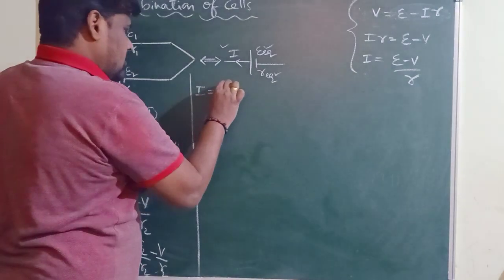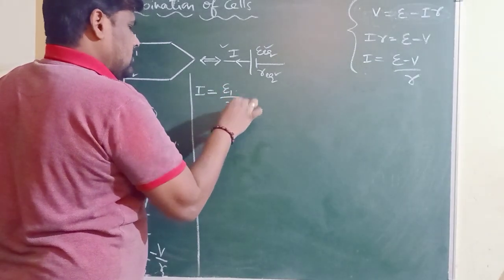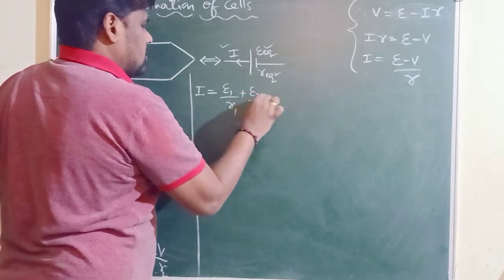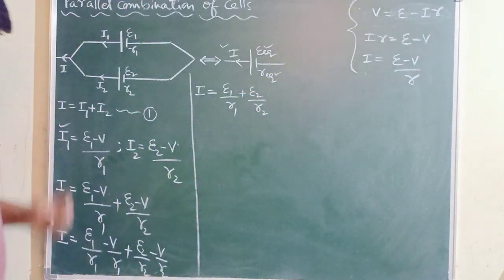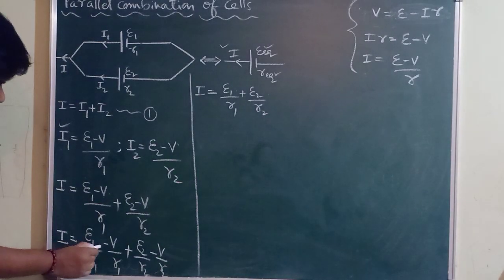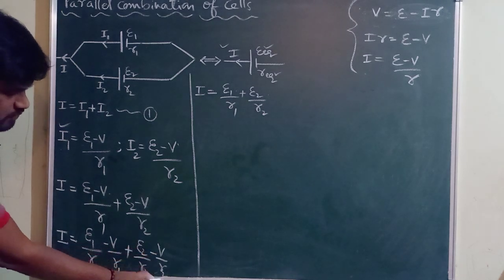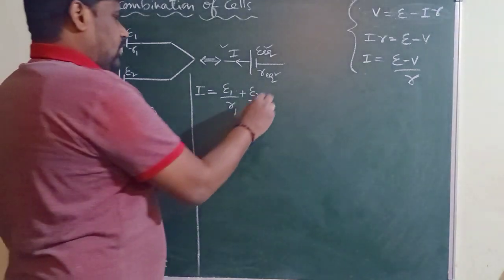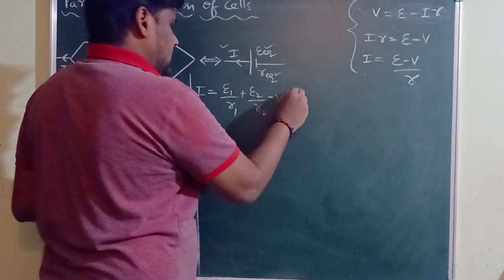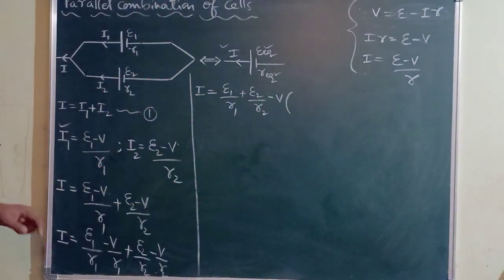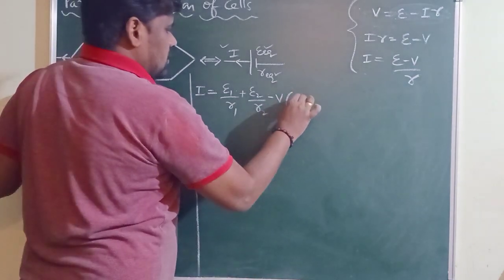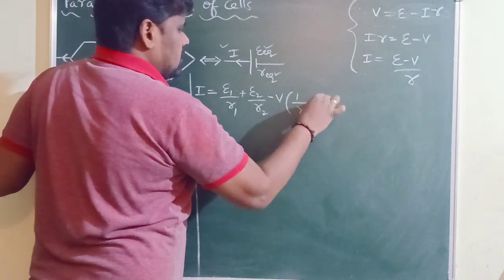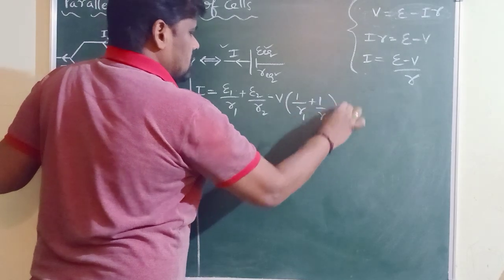Therefore, what can I write? E1 by R1 plus E2 by R2. I am left with minus V by R1 minus V by R2. You can take minus V common here. If you take minus V common, I can write this as 1 by R1 plus 1 by R2.